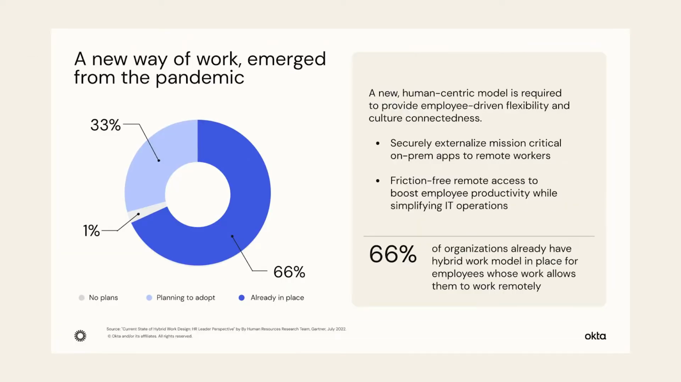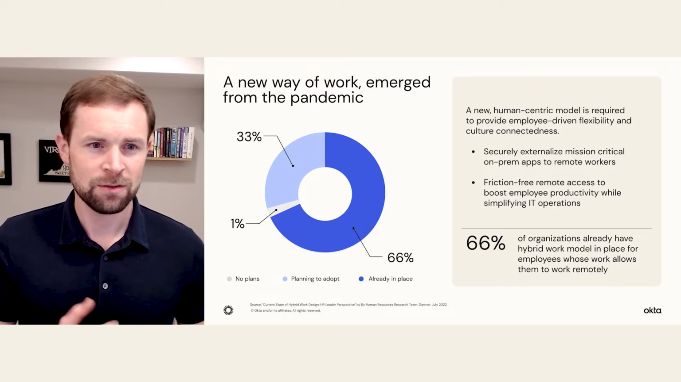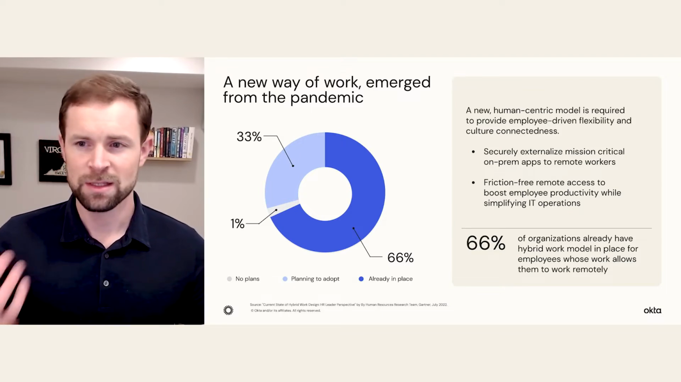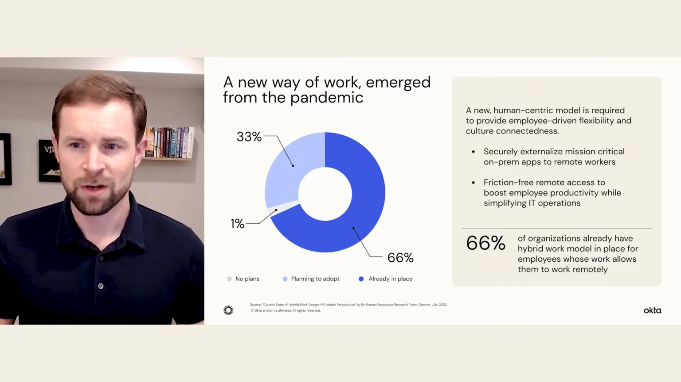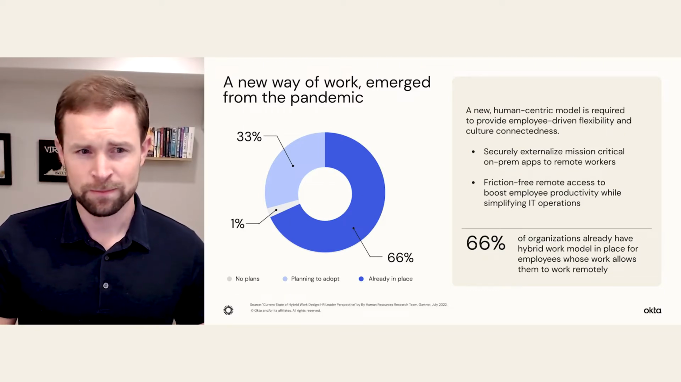So the chart here shows that organizations that have a hybrid work model in place is now at around 66%. 33% have a plan, 1% have no plans. I'm not sure about that 1%. Don't encounter companies like that very often. Everyone's at least considering, like, what can hybrid do for us? There are lots of advantages to hybrid. So how do we kind of go after that?